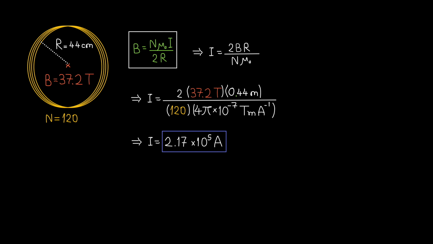Next, let's calculate the current needed to obtain the same magnetic field at the center of a circular coil with 120 turns and the radius equal to 44 centimeters. We use the formula for a circular coil. B equals N times μ0 I divided by 2R. N is the number of turns, I is the current in the coil, and R is the radius of the coil. We rearrange our formula to isolate I and substitute the numerical values. We get a result of 2.17 times 10 to the 5th amps.